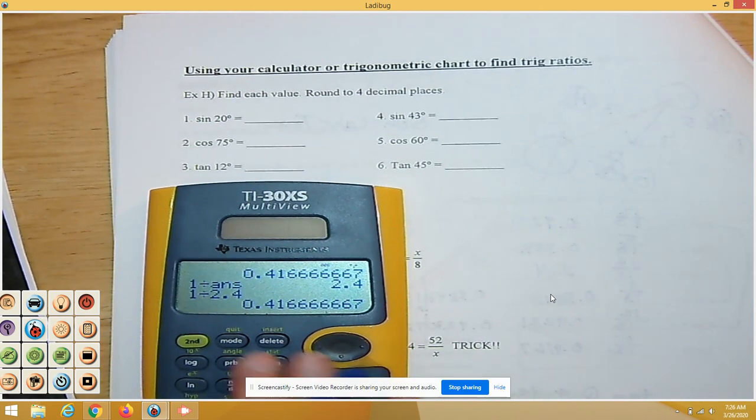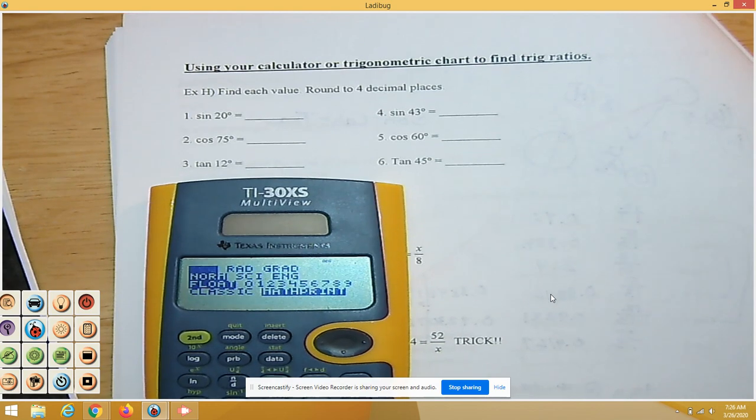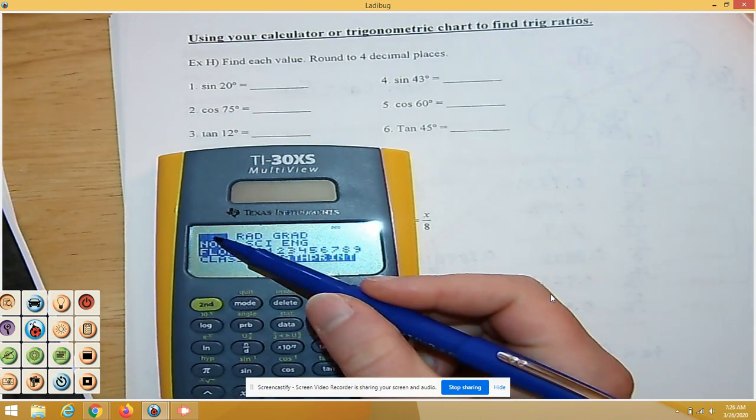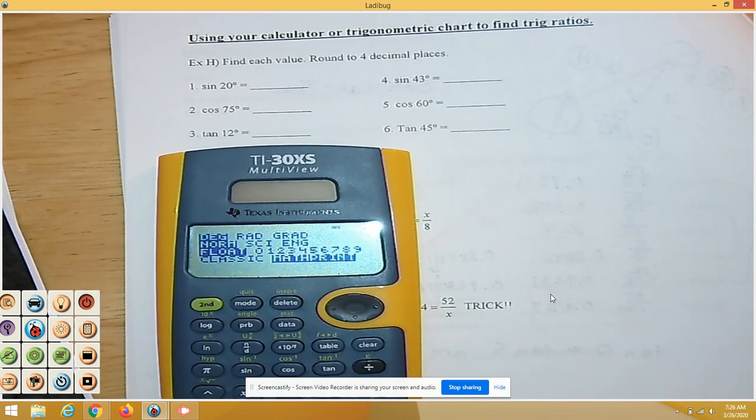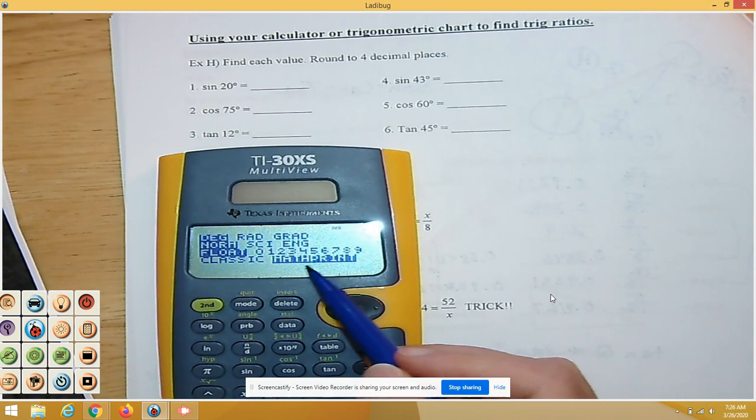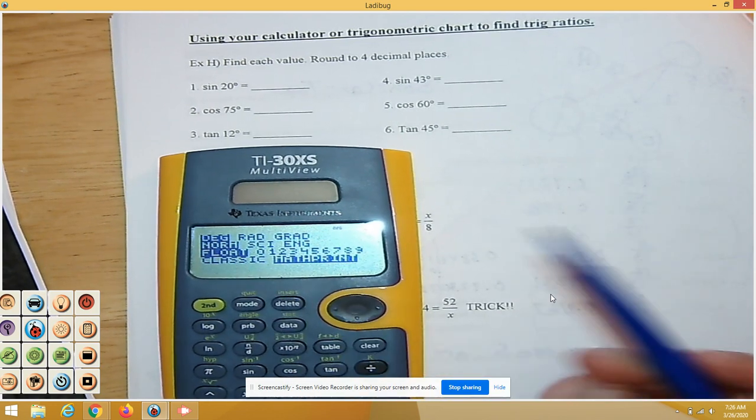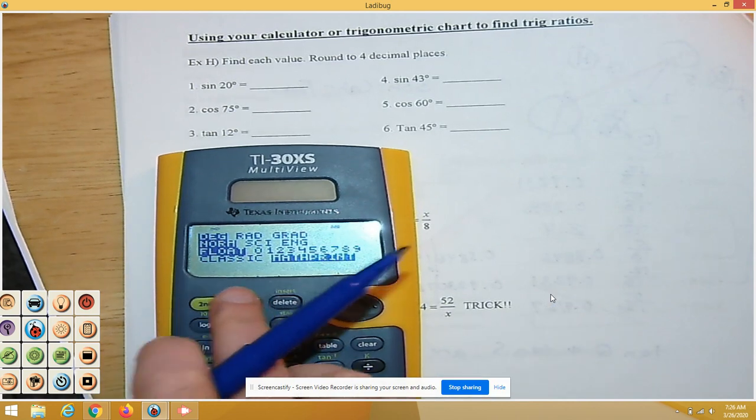Make sure you are in the right mode. So I'm going to go into the mode on my calculator, and I have to make sure that I'm in degrees. In Algebra 2, you'll learn about radians, but I'm in degrees. Those of you who like that function with a radical, that's the math print menu. If you wanted to turn that off, you would go to classic. All right, and I'm going to do second quit.